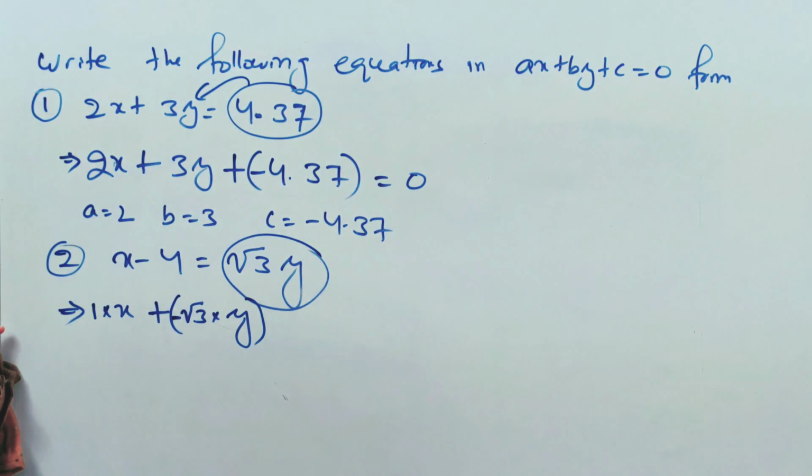Another example we will take. Example number 3. 2x is equal to y. Here only x and y terms are there. Let us make them together. But the c term is not there. What will we write in place of c?